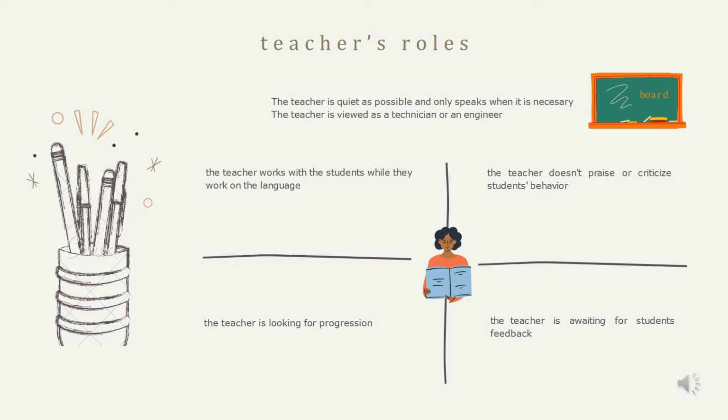Also, the teacher doesn't praise or criticize students' behavior because it could affect the way they study. And last, which is the most important role of the teacher, is to await students' feedback, so he may know where to correct the students or where he should repeat something.